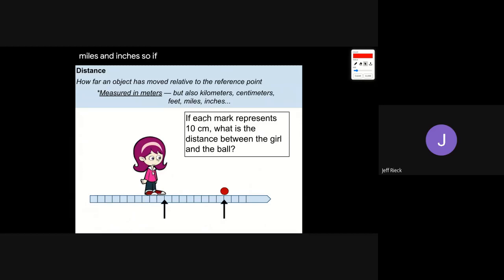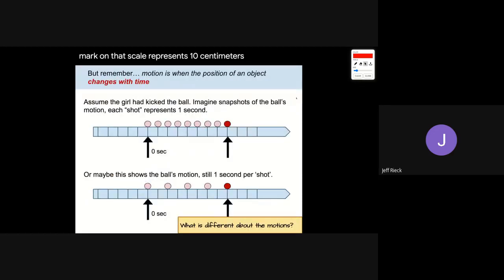So if each mark represents 10 centimeters, what is the distance between the girl and the ball? So pay attention to the black arrows. And once again, each little tick mark on that scale represents 10 centimeters. And if you measured correctly, you should have come out to a number of 80 centimeters.